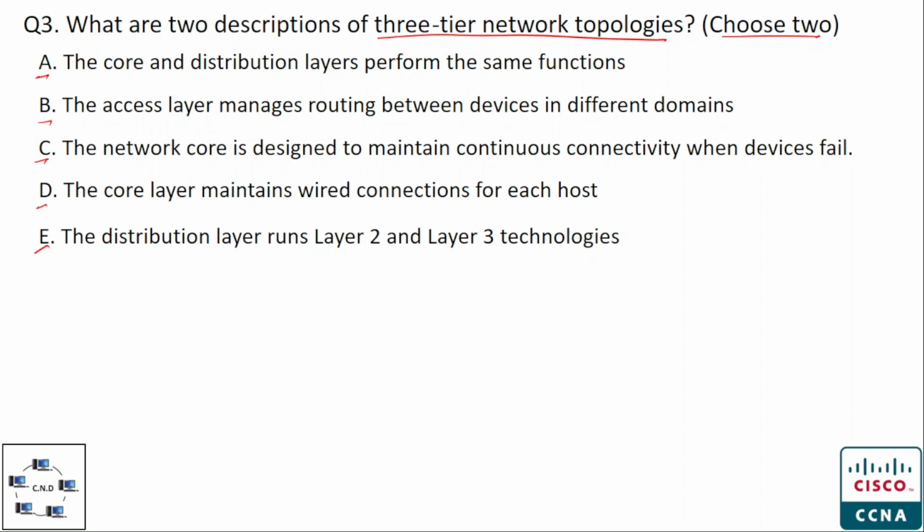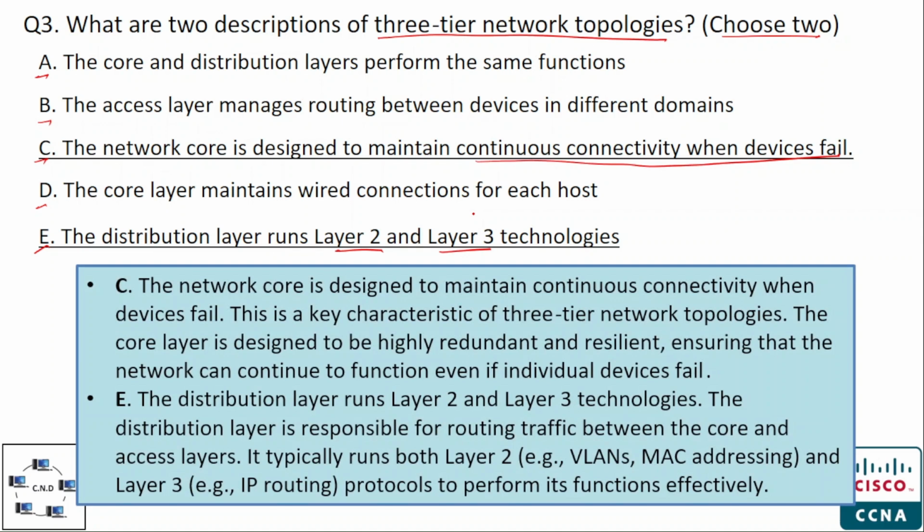So the two descriptions of the three-tier network architecture are: the first one is that the network core is designed to maintain continuous connectivity when devices fail. And the second description is that the distribution layer runs layer 2 and layer 3 technologies. So let me first go through the explanation. The explanation for option C is that the network core is designed to maintain continuous connectivity when devices fail.